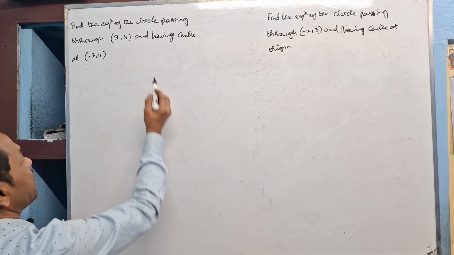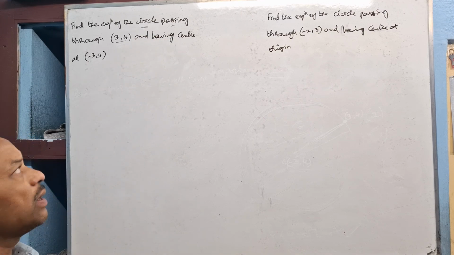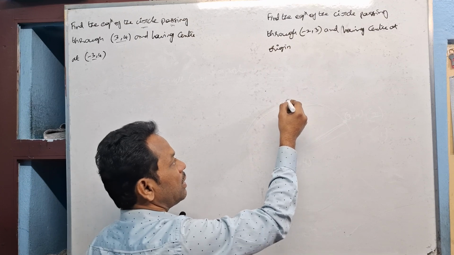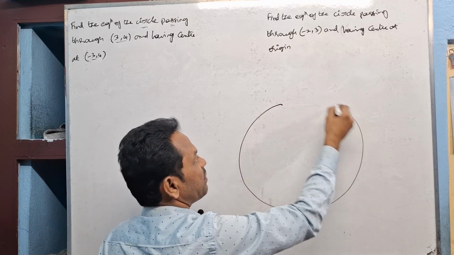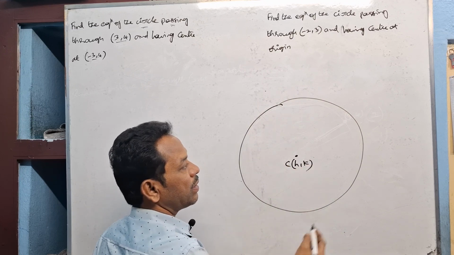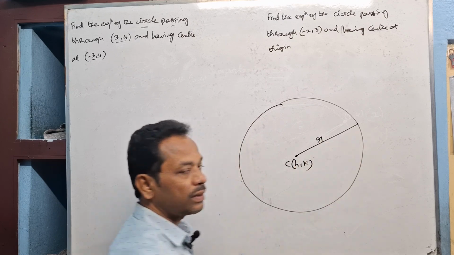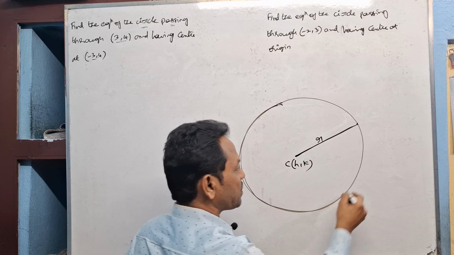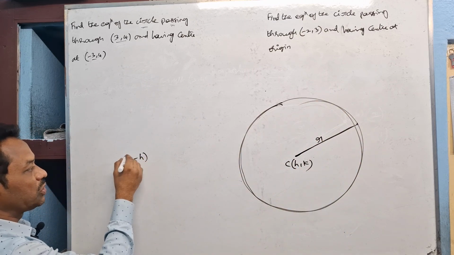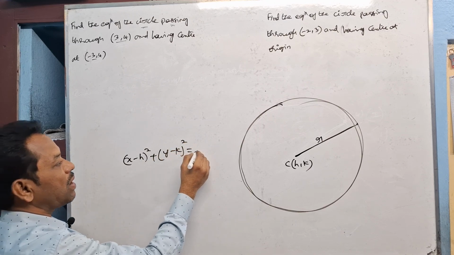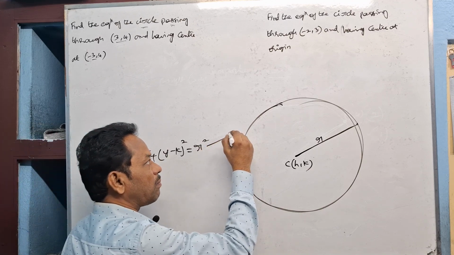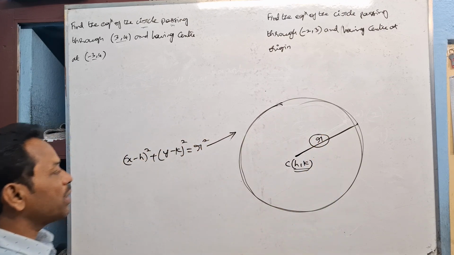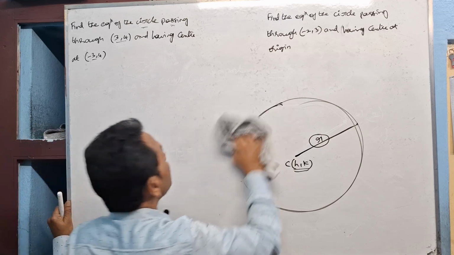In this question, it is given that the circle is passing through 3, 4 and the center of the circle is minus 3, 4. We need to find the equation of the circle. Make a note of this: if a circle has center h, k and radius r, then we can find the equation of the circle by using the formula x minus h whole square plus y minus k whole square equal to r square. Again, I'll repeat, this formula is used when the center h, k and the radius r are given. Now let me use this formula to solve this question.